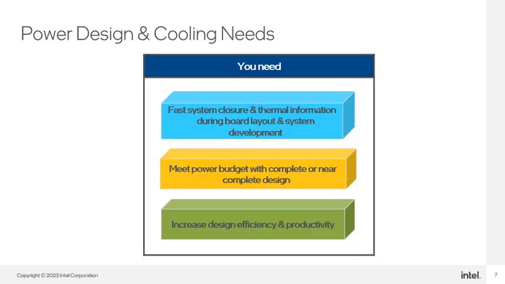To meet these challenges, three main things are needed. First, you need to close on the design of the system power supplies and cooling solution as early as possible in the design cycle. This will help speed overall system closure. Next, you need to make sure that the design meets the power budget set for each power supply later in the design flow when the design is near or reaches completion. Finally, you need to be able to increase design efficiency and productivity to shorten the design cycle as much as possible. What tools can you use to meet all these needs?